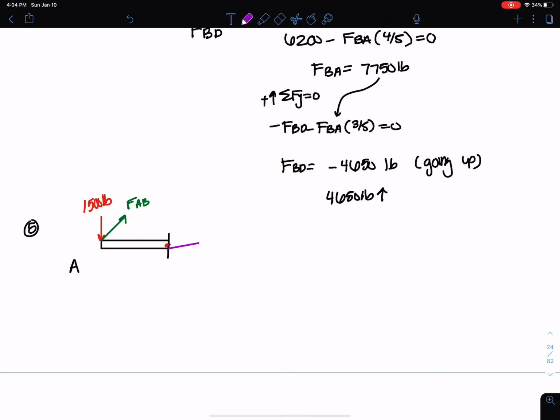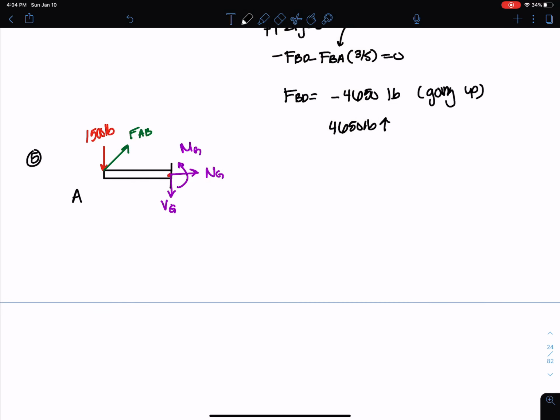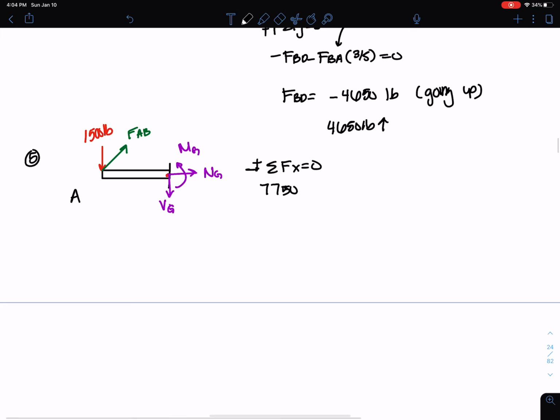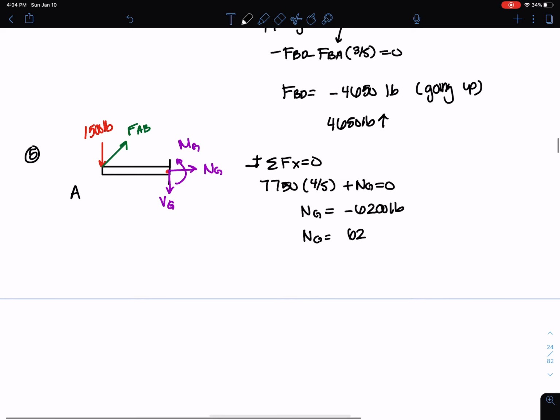So I have normal force. I have a shear force. And I have some moment at G. And this is actually what I'm trying to find. So I just had to go through and solve everything else using statics to find those internal forces. So now I can sum forces in the x direction. Again, right, this is just the same process over and over. And I can get my normal force at G is negative 6,200, which basically means I have 6,200 pounds in this direction.